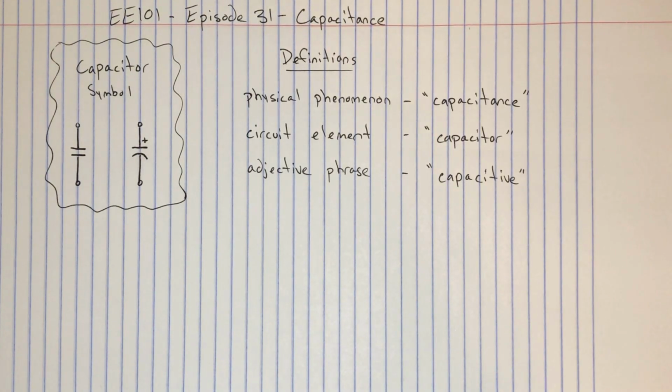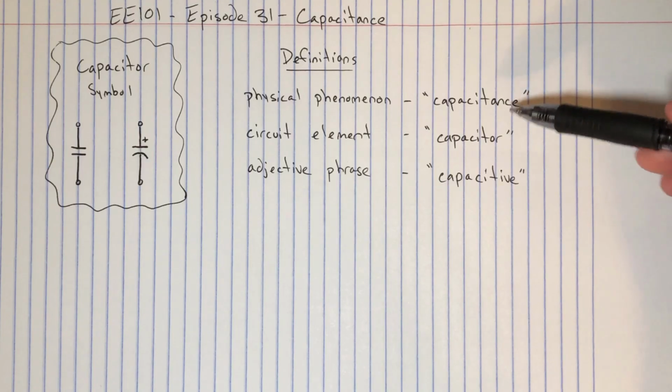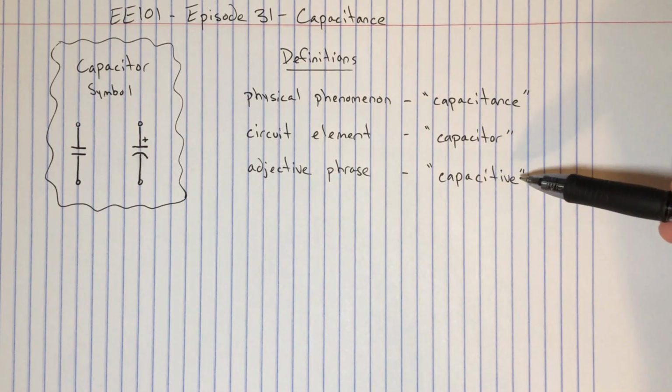Okay, so before I go any further, I want to quickly lay down some verbiage. As I just mentioned, the fundamental physical phenomenon at play is the storage of energy in an electric field, aka capacitance. The circuit element we use to describe this behavior is called a capacitor, and circuits, systems, and other situations in nature that exhibit this behavior are said to be capacitive. Again, one more time: capacitance, capacitor, capacitive.